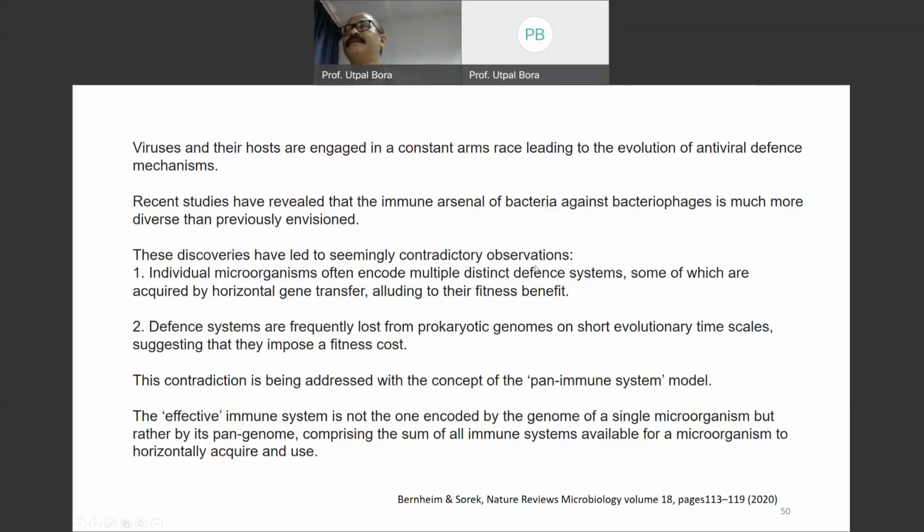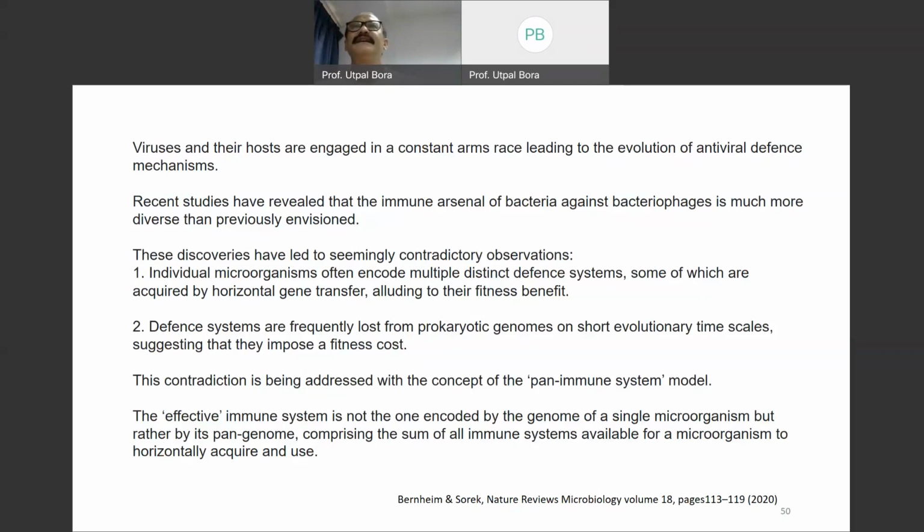So we were discussing, or rather mentioning, the defense islands in between. You now know there is always a competition between the virus and the bacteria to survive, and they deploy various mechanisms. For example, the virus picked up the methyltransferase gene through which it methylates itself. So there is a constant arms race leading to the evolution of antiviral defense mechanisms, as well as strategies adopted by the virus to overcome these defense systems.